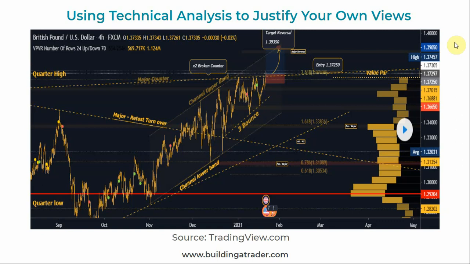Traders also use technical analysis to justify their own views instead of using technical analysis to manage their trades or to get decent execution. Okay, this is just a screenshot I pulled up from somebody on TradingView. It's not a direct accusation of this trader in particular. It's just an example showing the kind of clouded charts and unclear charts that people use, and it's impossible to trade like this.